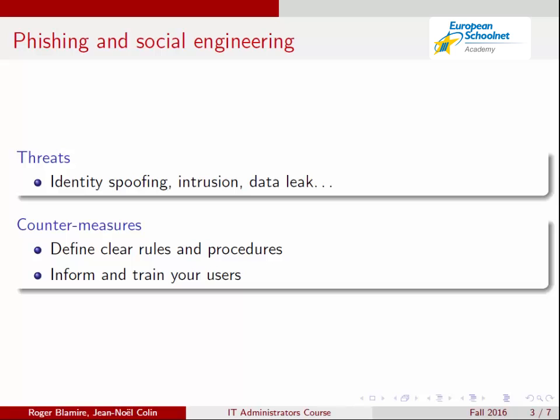For instance, a clear rule could be never share your password with anyone. This is a clear rule. Everyone is able to understand it. And if this rule is respected, then nobody will ever leak their password to anyone, and so you're closing the door to, for instance, identity spoofing. So really put the end user in the loop of the security. He's a major actor of the security.